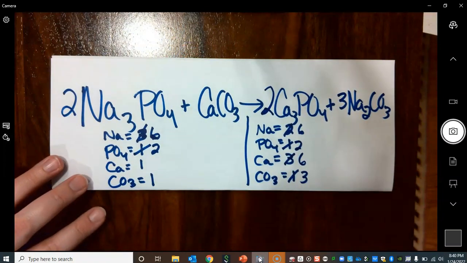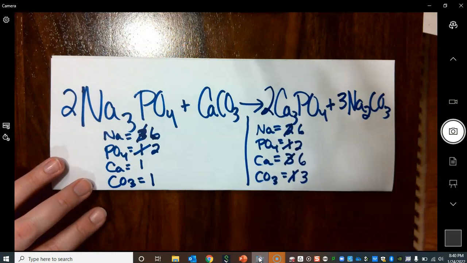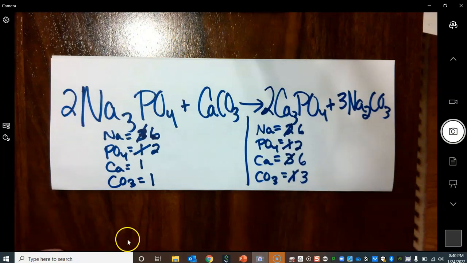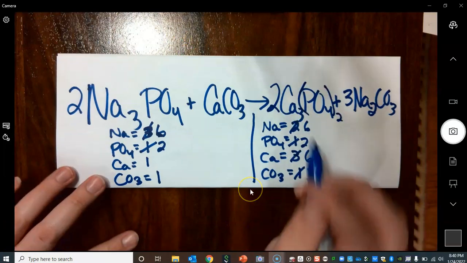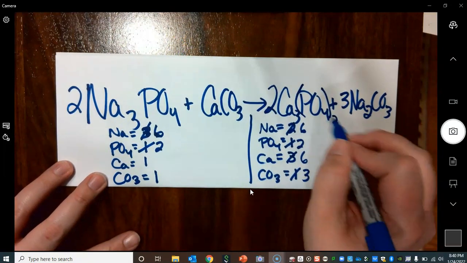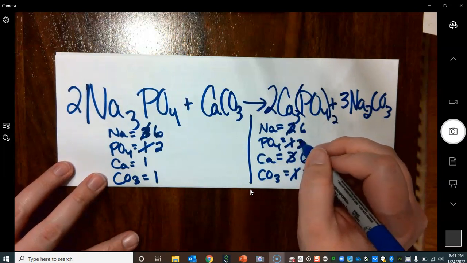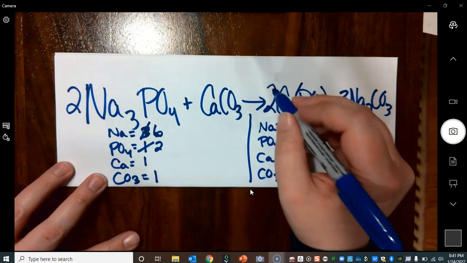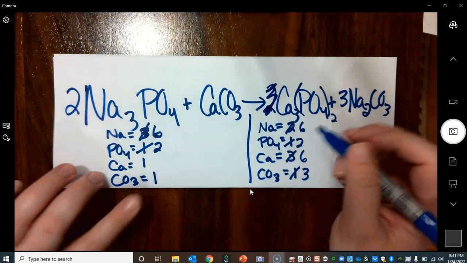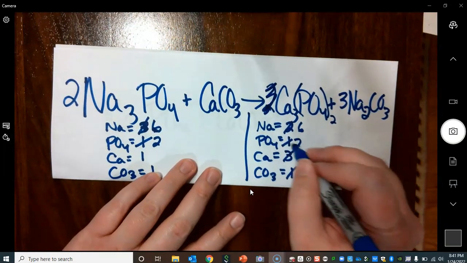All right, is that right? I am just kidding. I forgot to put the phosphate subscript here. It's Ca3(PO4)2. So that means that I actually didn't need to do that at all because phosphate was already balanced.